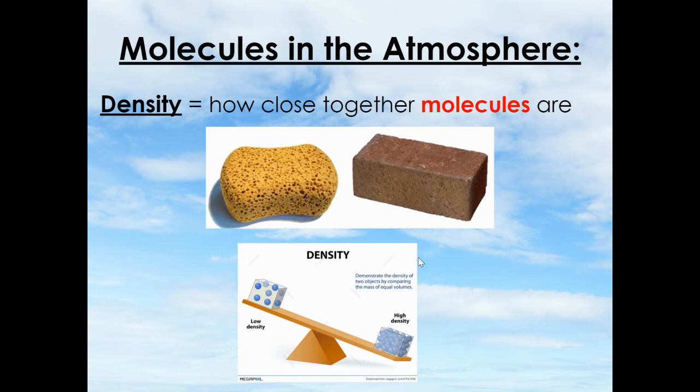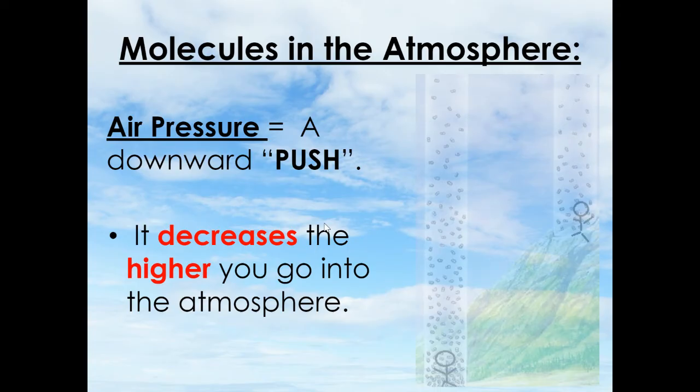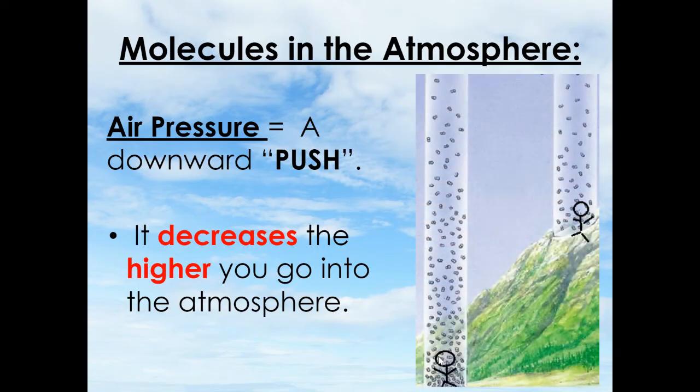Now let's apply this idea to air. Air pressure is the downward push, and it decreases as you go higher into the atmosphere. So let's take a look at what this looks like. If I am standing at the bottom of a mountain, an air column would be all the air molecules that are directly above my head.